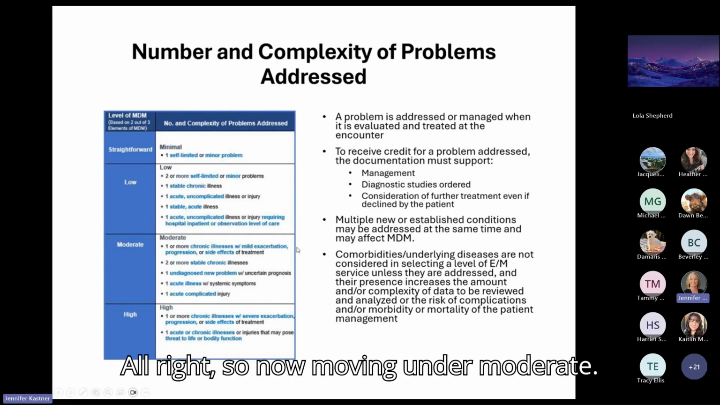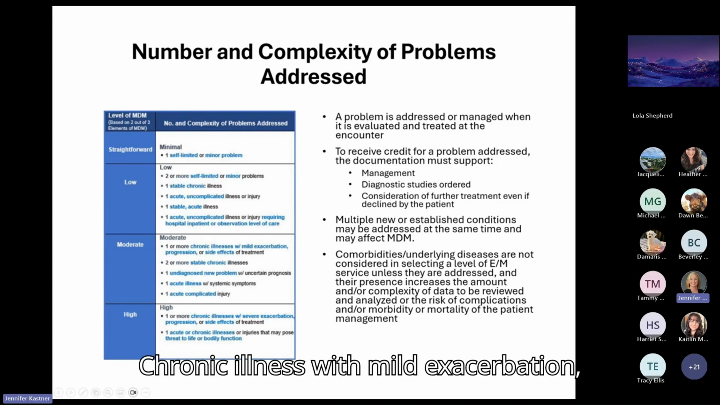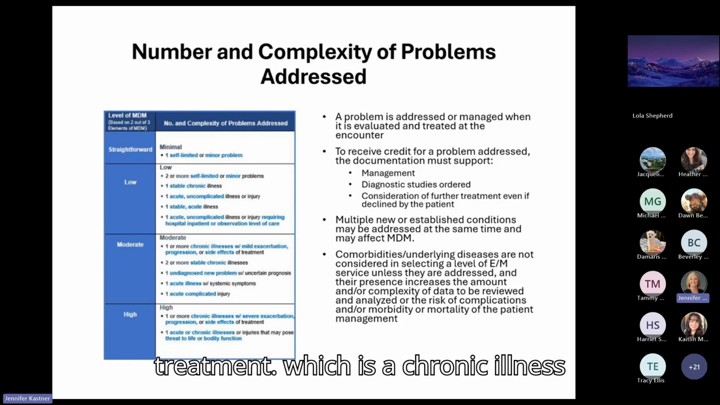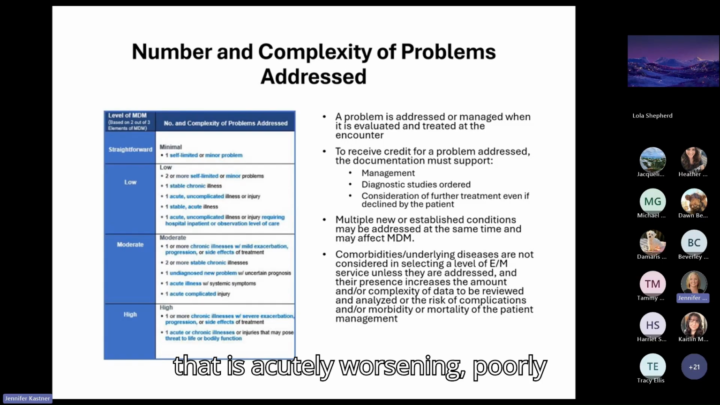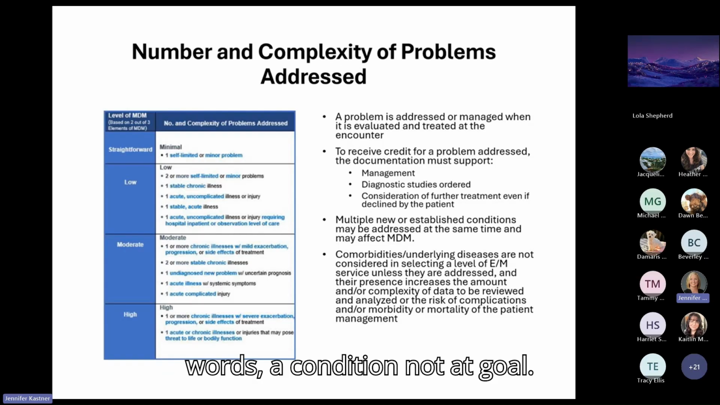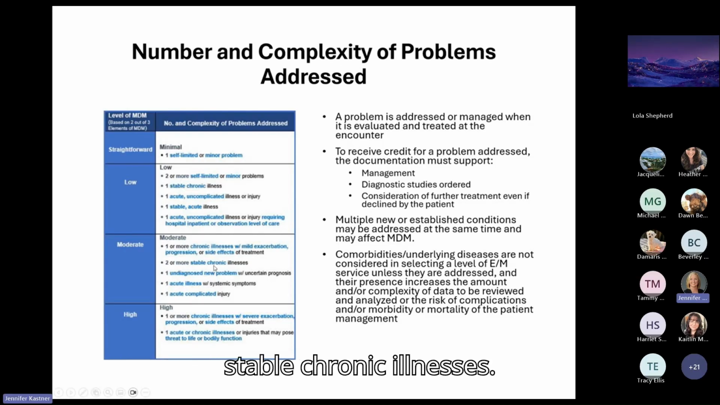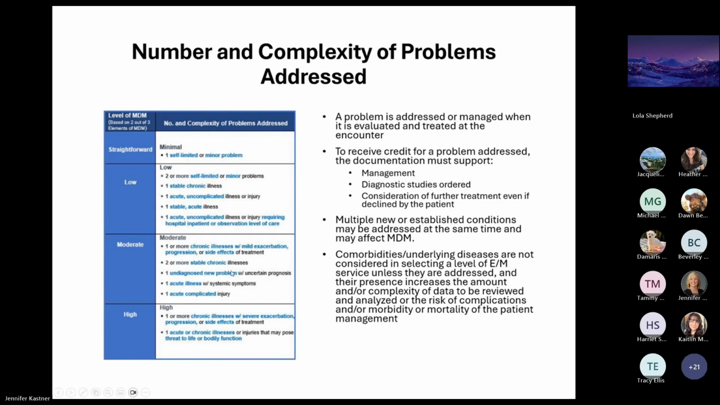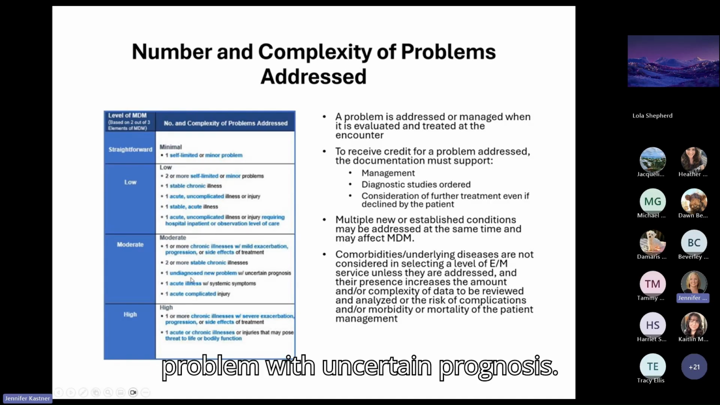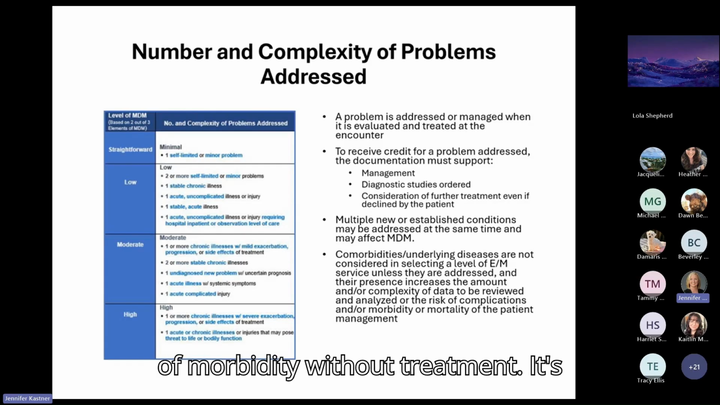All right, so now moving under moderate. Moderate's your level 4s. Chronic illness with mild exacerbation, progression, or side effects of treatment, which is a chronic illness that is acutely worsening, poorly controlled, or progressing. In other words, a condition not at goal. Also under moderate, we have 2 or more stable chronic illnesses. We also have undiagnosed new problem with uncertain prognosis. This is likely to result in a high risk of morbidity without treatment.